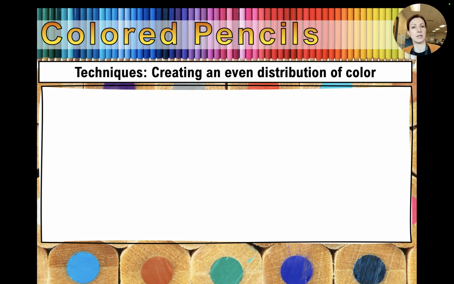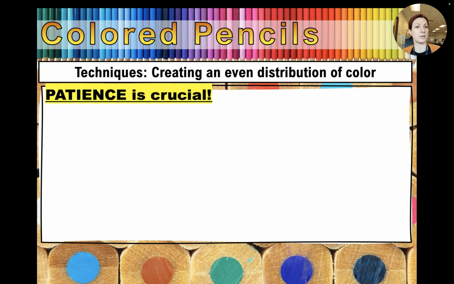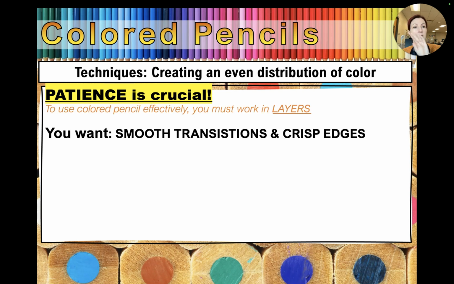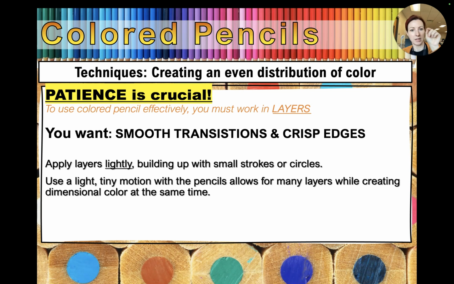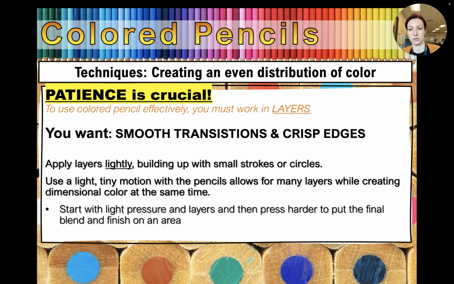So we're looking at creating an even distribution of color. You have to be patient with this. If you're just rushing through and pressing really hard, your work is not going to look as good as it could. So you want to work in layers. You want smooth transitions and crisp edges, like I always talk about. So you're going to be applying your layers lightly, building up with small strokes or circles, using that little tiny motion and really light pressure. So you're allowing yourself to build up multiple layers and you can layer multiple colors together. This is going to create what's called dimensional color.